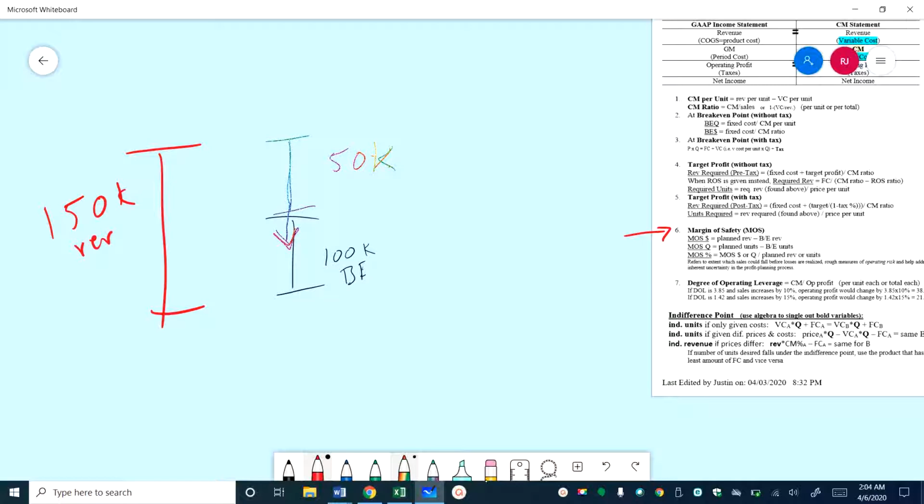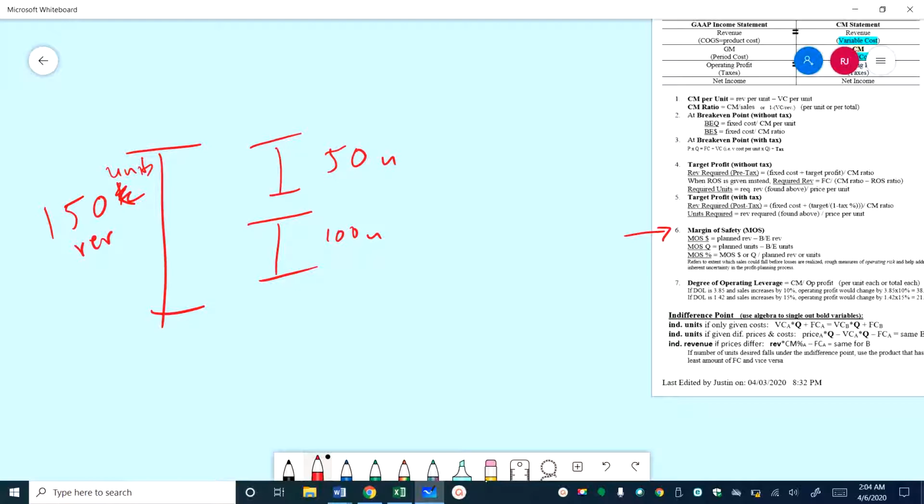So that's how we view margin of safety. How much money can you lose in revenue before you start to lose a profit? So that's margin of safety revenue. If you asked it in units, then it would just be 150 units. And then say your break-even units is 100 units. Your margin of safety would just be 50 units.